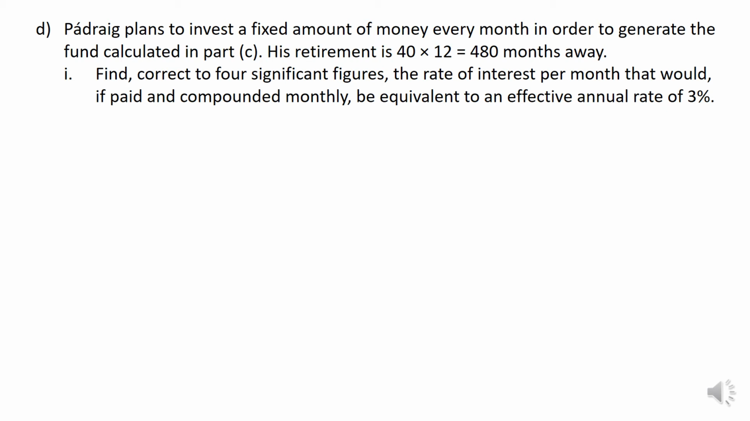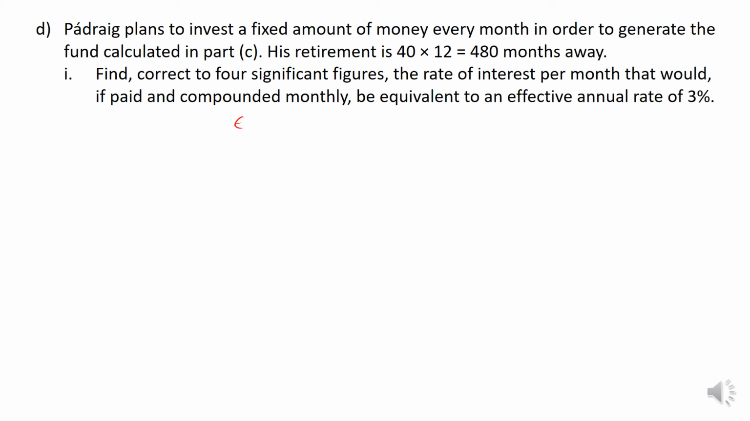Find correct to 4 significant figures the rate of interest per month that would, if paid and compounded monthly, be equivalent to an effective annual rate of 3%. So that's our first task. His payments are not yearly, they're going to be monthly. Okay, and the annual rate is 3%. So what does that 3% mean?